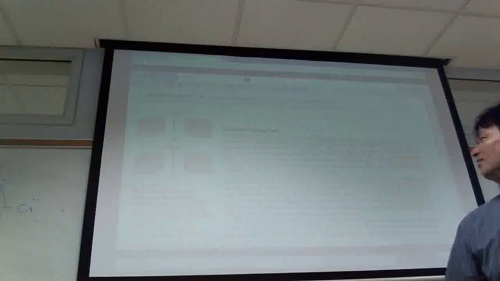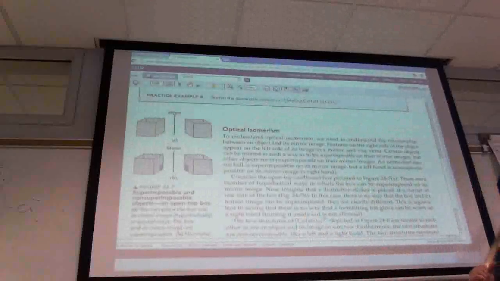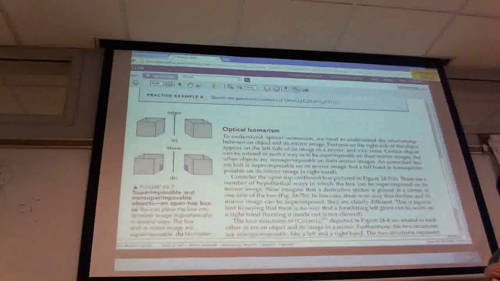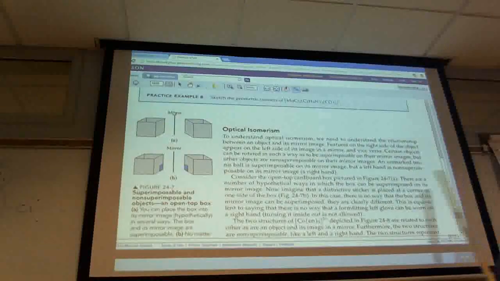So do we have a name for them? That's a pretty good start. How would you name them? What would you call them? What do they call them at the top? You call them chiral, or you call them enantiomers. So what you just built are two enantiomers of each other.